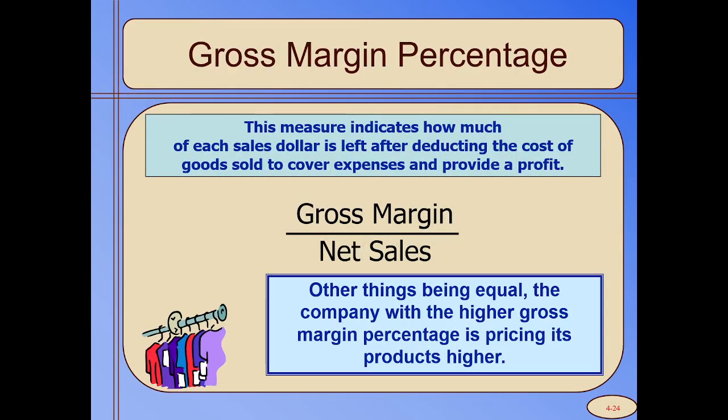And now we look at some of the financial ratios. The first one is the gross margin percentage. The gross margin percentage indicates how much of each sales dollar is left after deducting the cost of goods sold to cover expenses and provide a profit. It is calculated as the gross margin divided by net sales. Other things being equal, the company with the higher gross margin percentage is pricing its products higher.